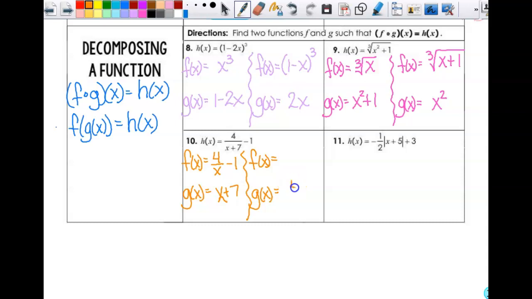What if I made g of x 4 over x plus 7? Then what's f of x? X minus 1. Good. All right. What questions you got?